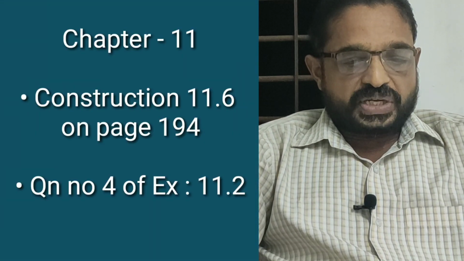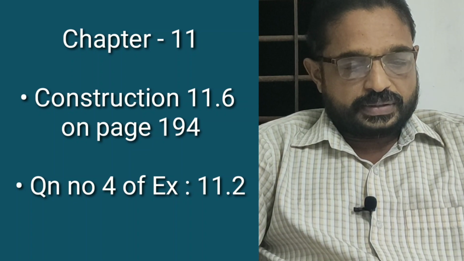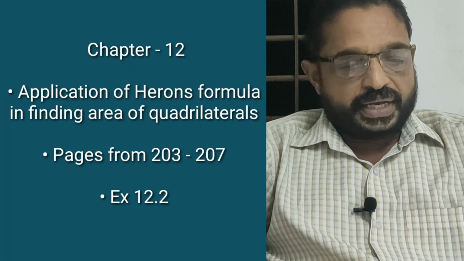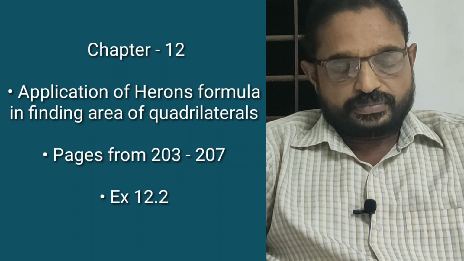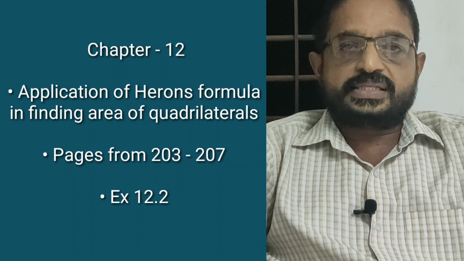Chapter 11, construction. Construction 11.6 on page 194. That is question number 4 of exercise 11.2. Chapter 12, Heron's formula. Application of Heron's formula in finding area of quadrilaterals. That is pages from 203 to 207 and exercise 12.2.